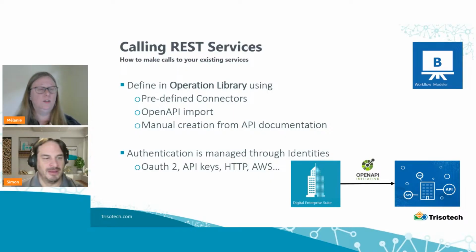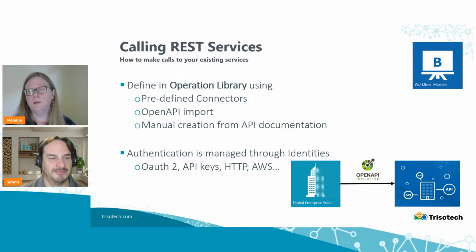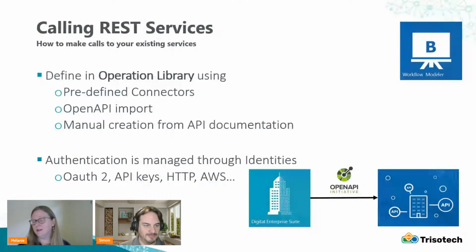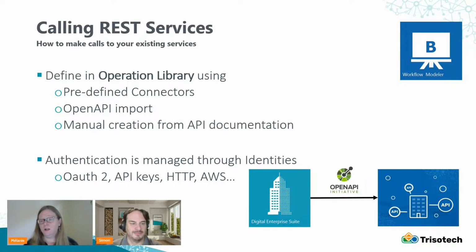Because in your organization, when you start working with the Digital Enterprise Suite, you may already have some complex business logic that is implemented in a service in-house. You may be calling other companies' services to perform some action, and all of those can be done in the Digital Enterprise Suite. So we do that through the OpenAPI standard, often referred to as Swagger, which was its older name. And so you will define those operations and those services in the operation library.